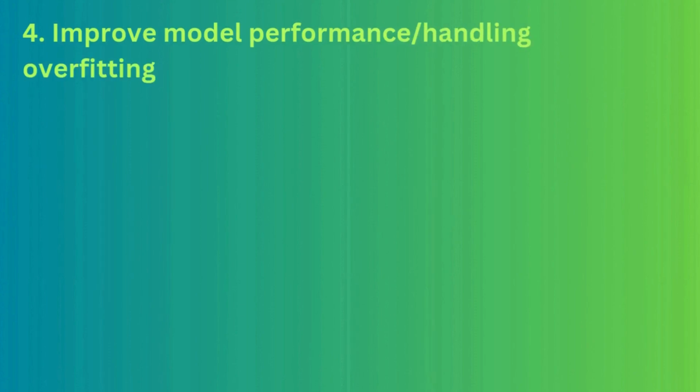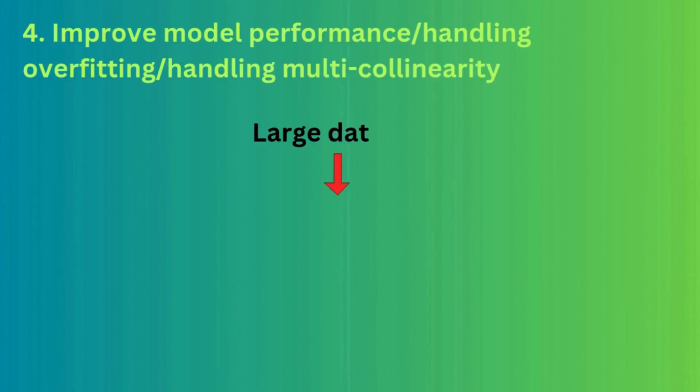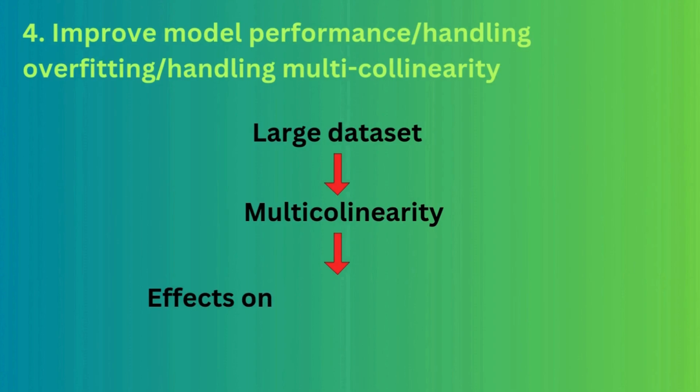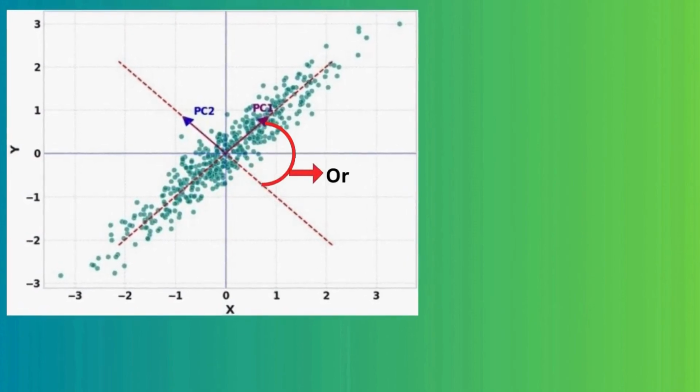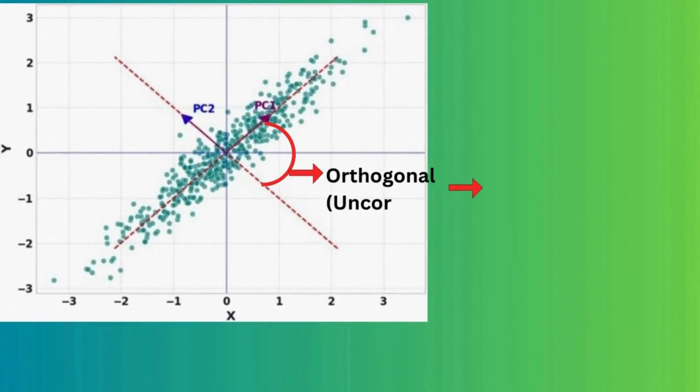As we already discussed, there is always multicollinearity in a large dataset, meaning the variables are correlated to each other. It can negatively affect the model. And by extracting new features using principal components, we can get uncorrelated new features. As principal components are uncorrelated to each other, they handle multicollinearity.